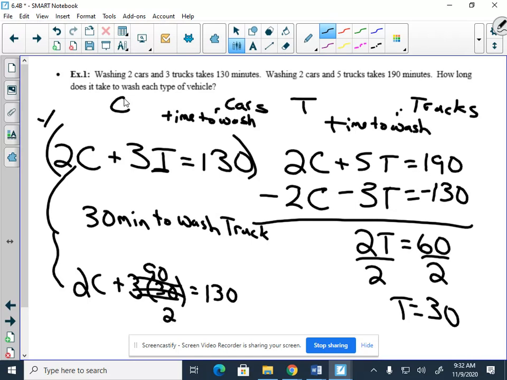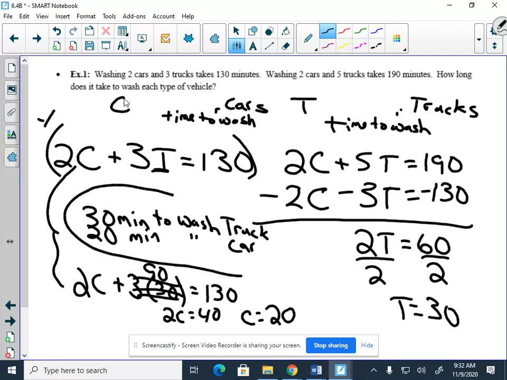I'm going to subtract 90 from each side. In doing that, I get 40. Then I'm going to divide by 2. And C is 20. So to wash a car, it's 20 minutes. A lot of times when I write something right underneath it, I'll use those little ditto marks. This means same thing as up above. So 30 to wash a truck, 20 to wash a car. These are a little bit longer, but they're not so bad. They're the same thing we've been doing.